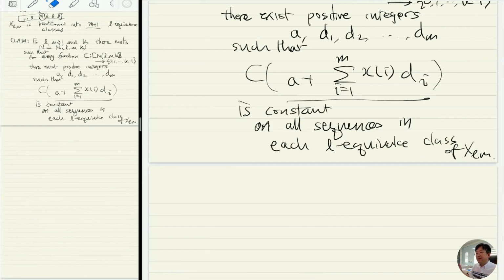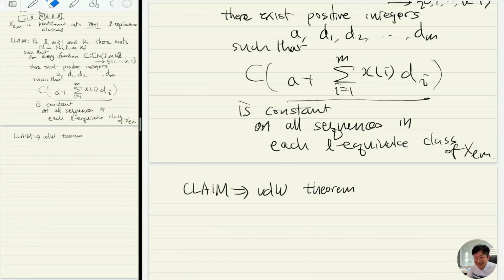So whenever I have a k-coloring of the positive integers from 1 up to n, I can find these parameters a and d1, d2 up to dm, so that if I take any sequence x in one particular L-equivalence class, the value of that is independent of the choice of x. And this claim implies the van der Waerden theorem.